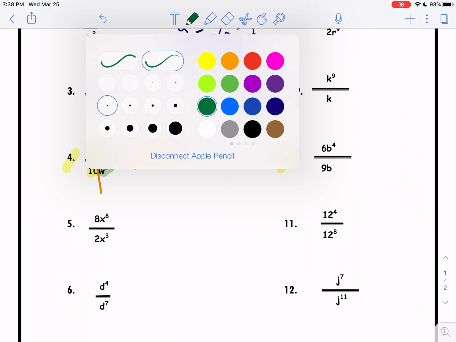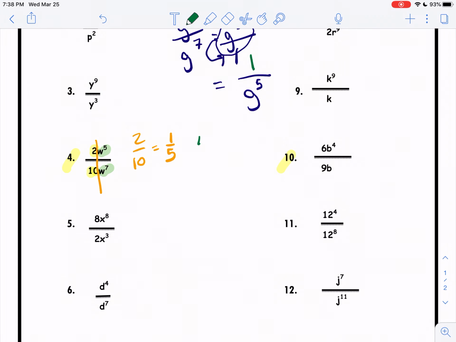And then I'm going to change it to green. The next part would be w to the 5th over w to the 7th. So now I'm going to subtract my exponents. That's 5 minus 7, which is negative 2. And so that means w to the 5th over w to the 7th would be w to the negative 2. So right now my problem is 1/5 times w to the negative 2nd. And you might be asking, why are you multiplying? Because remember, if you see a number next to a variable, there's an invisible multiplication sign.